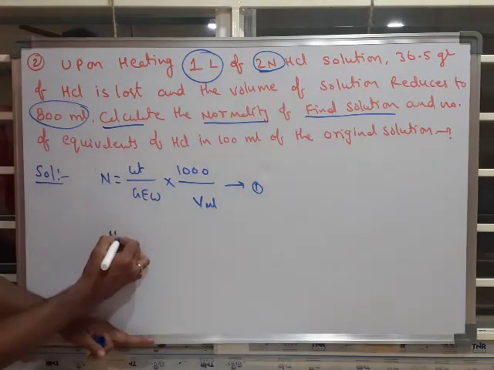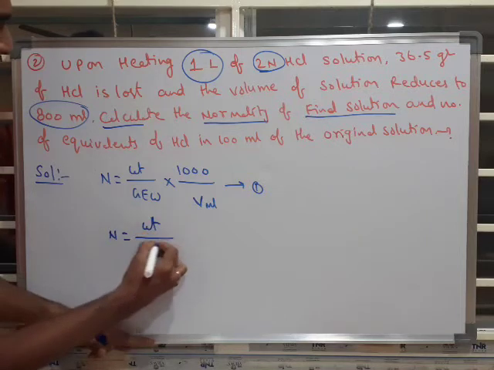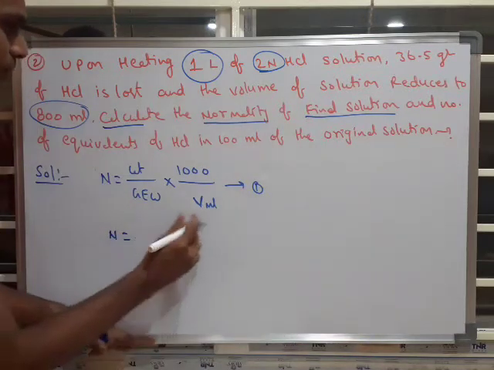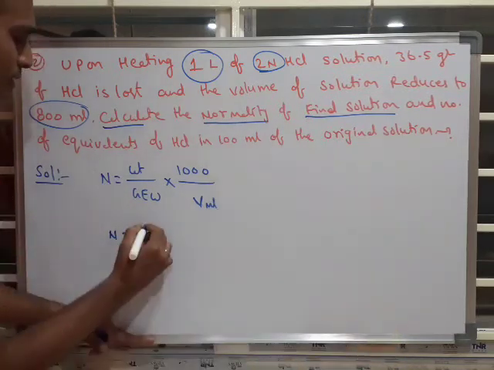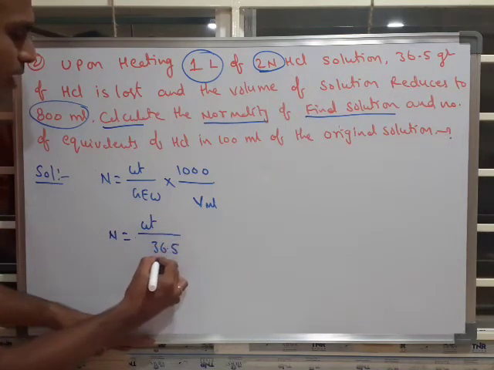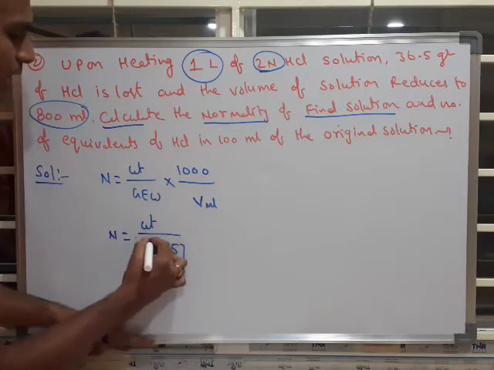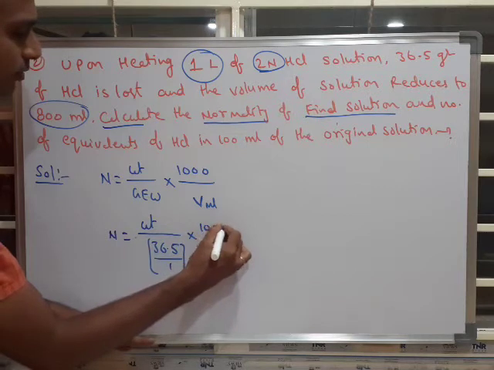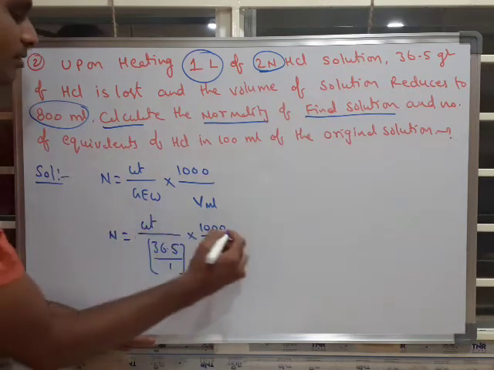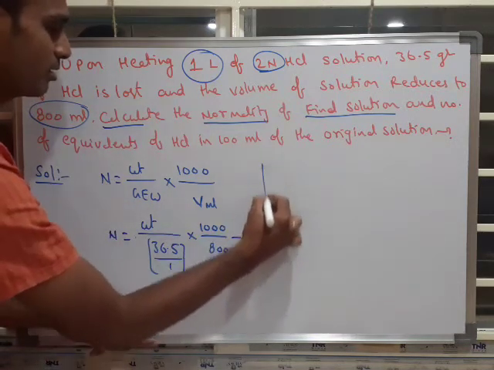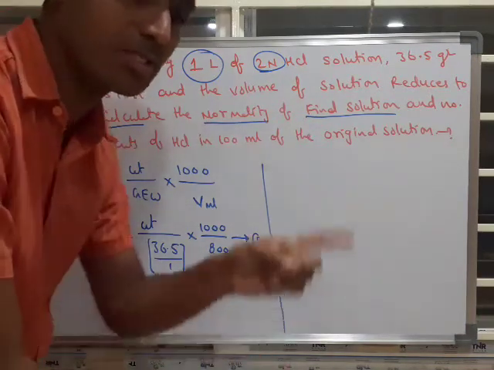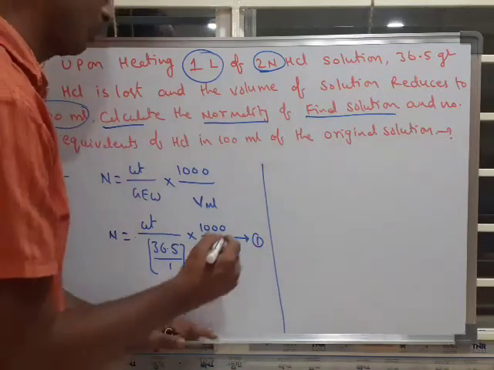I am writing the expansion for this. Normality equals weight by gram equivalent weight, which is atomic weight by valency. Sorry, here it is basicity, not valency, into 1000 by 800 milliliter. If you know the weight you can do it directly, but we don't know the weight, so leave equation 1 for now. Let's separately find out how much weight was there at the start.